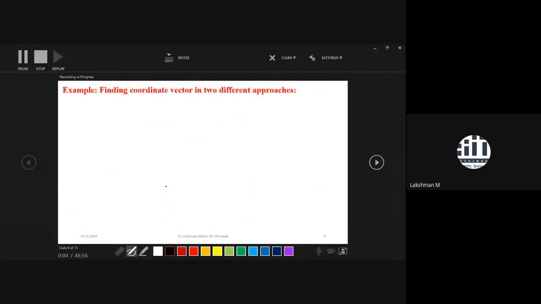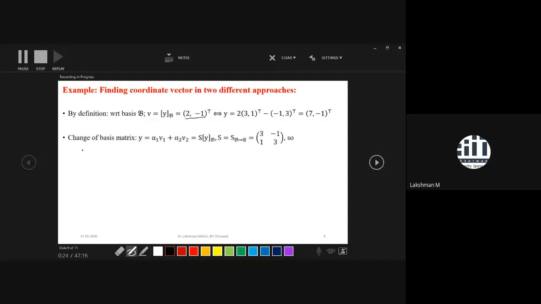Next question is that we are trying to find y, whose coordinate is given with respect to the non-standard basis. With respect to the non-standard basis, the coordinate is 2, -1. Again, we will solve this problem through two different approaches: one is Gaussian elimination, another one is change of basis. So through change of basis, y has coordinate with respect to B as 2, -1.